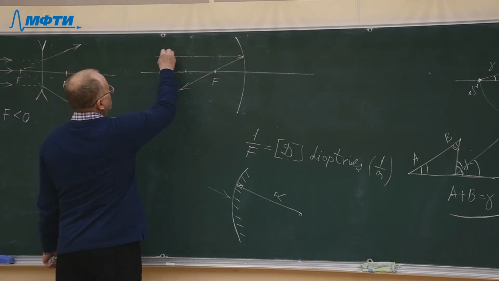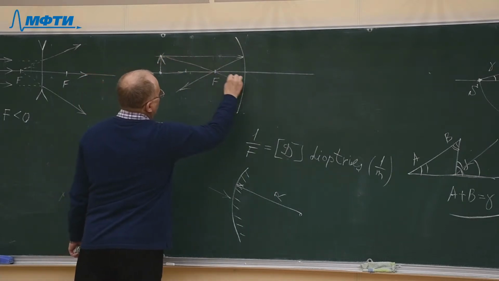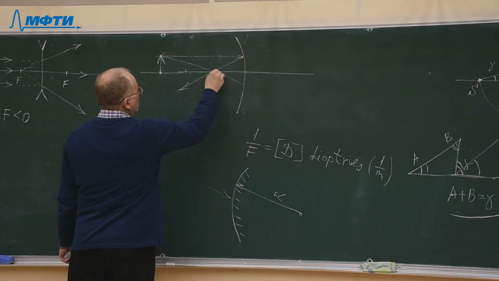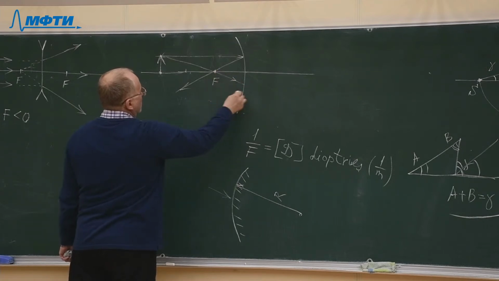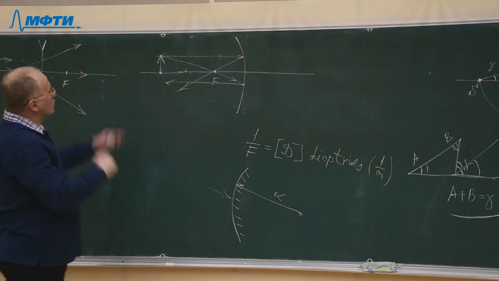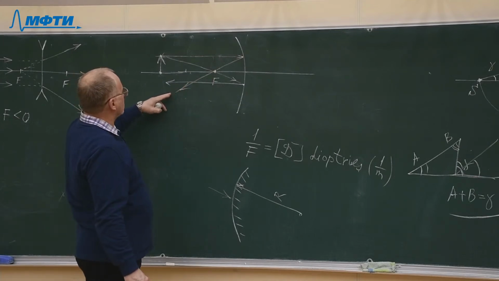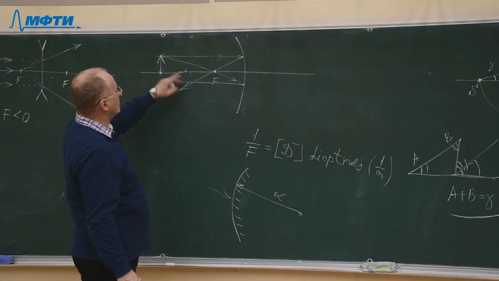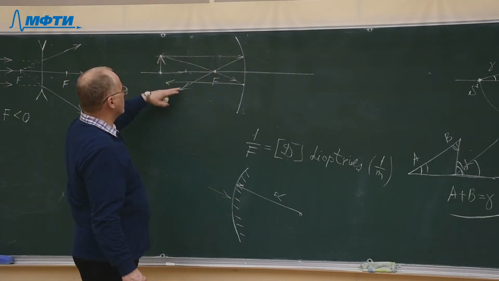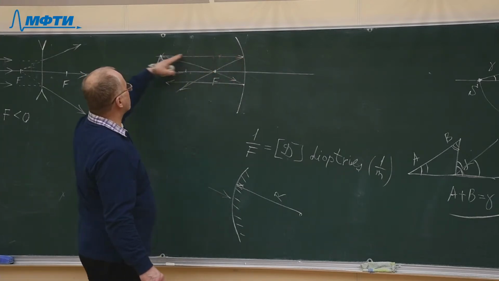Also, we know that if we choose the ray which goes through the focal point, then such a ray will be reflected parallel to the principal axis. So a parallel ray is reflected to the focal point, and if we invert this ray in time, if we consider time inversion for this ray, then any ray which goes from the focal point will be reflected as a parallel ray.